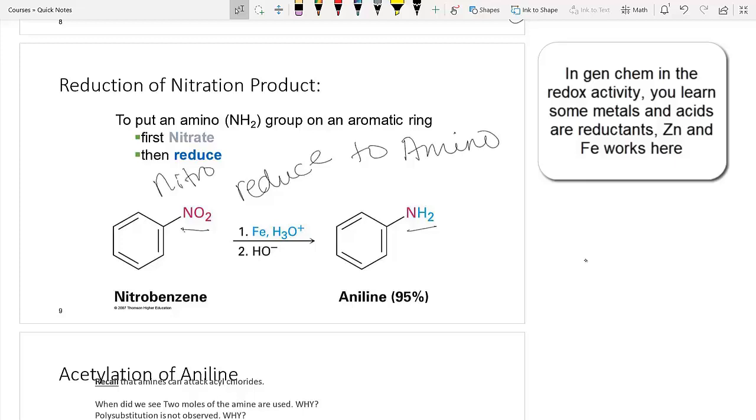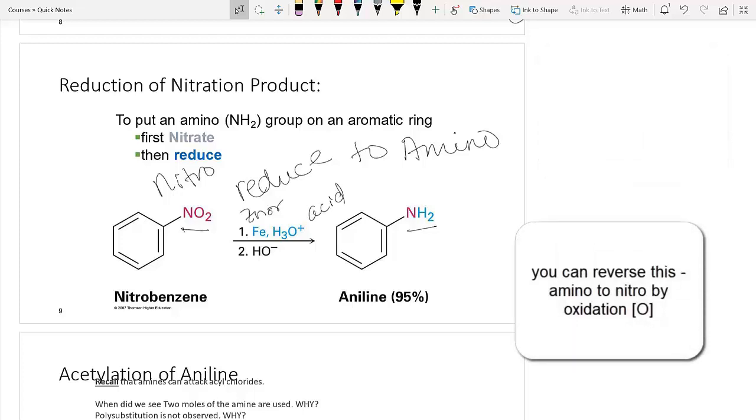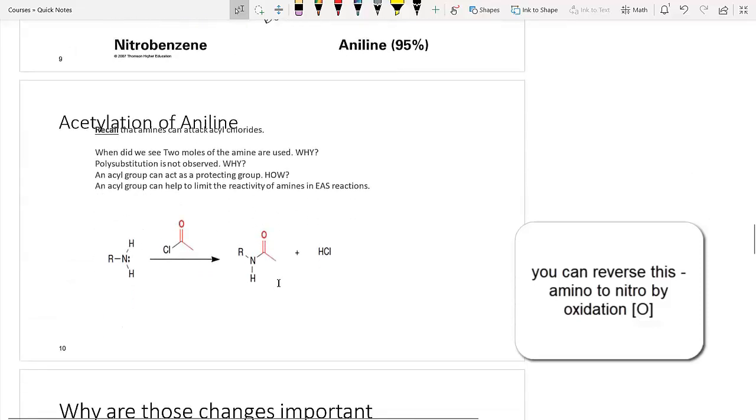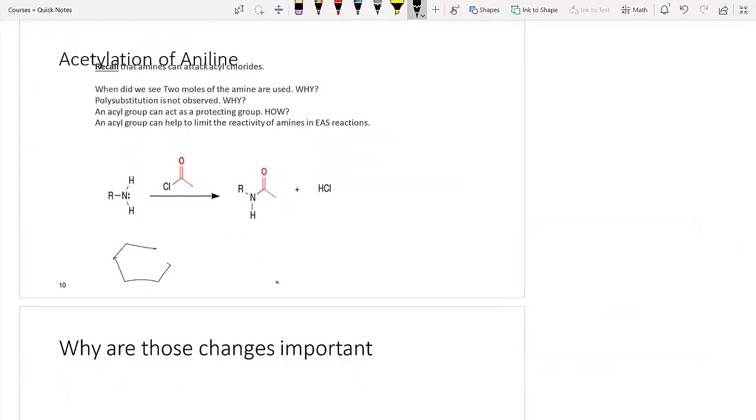We'll talk about this later, but there's a reason why you might want an amino group on the ring, and there's a reason why we might want a nitro group, and it's very easy to go backwards. We can actually do an oxidation to make this ring go backwards. We do add a base at the end because the amino is a base itself and will pick up extra acid, so you add a base to prevent that.